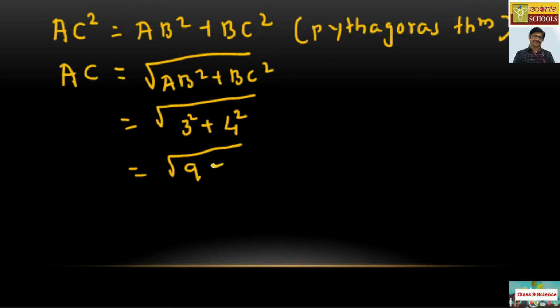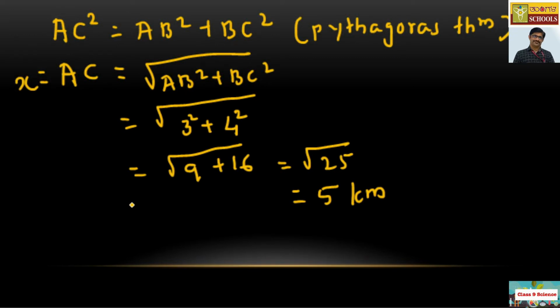Therefore, 9 plus 16, which is equal to 25, and hence that has to be 5 kilometer. So the displacement, as I said, you can say it as AC, which is equal to x, and hence x, the displacement, is equal to 5 kilometer. So displacement will be 5 km.